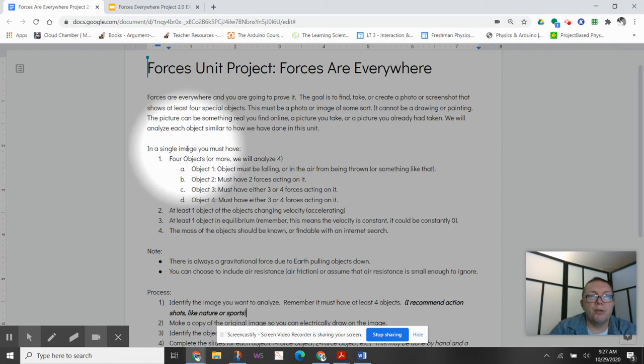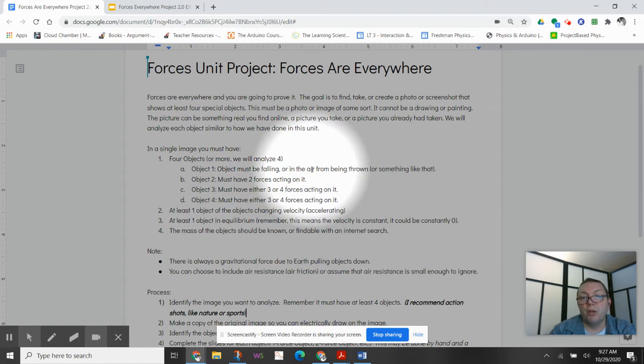So in that single image that you take, there must be 4 objects. There can be more than 4, but we're going to analyze 4. One of the objects must be falling or in the air from being thrown or hit or something like that. So like a sports image, if there's a certain sport you like, you can take a shot or a screenshot or a picture of something like that. That works really well. If you're not into sports, outdoor nature scenes, things like that are helpful.